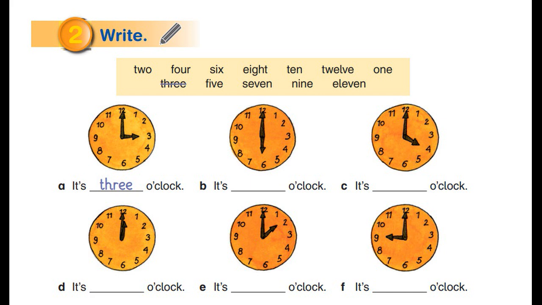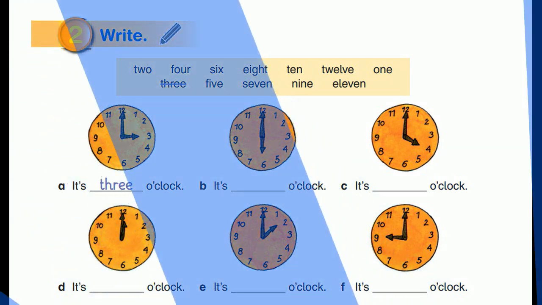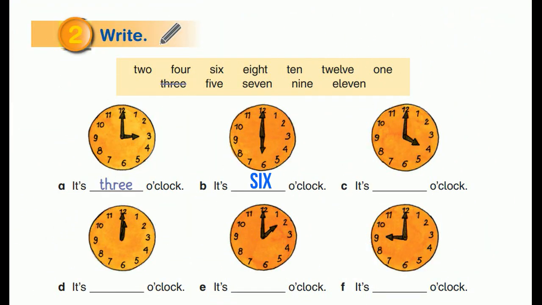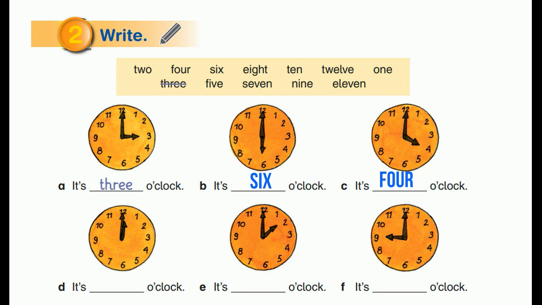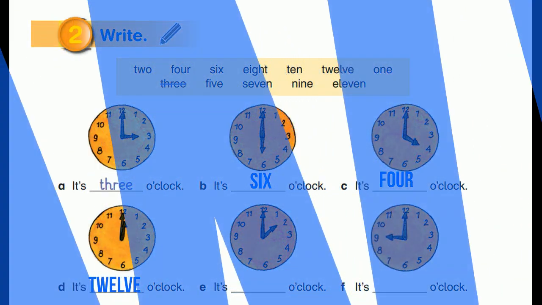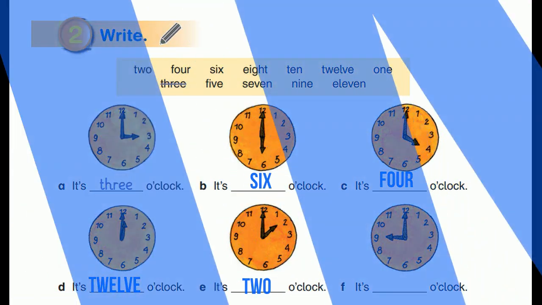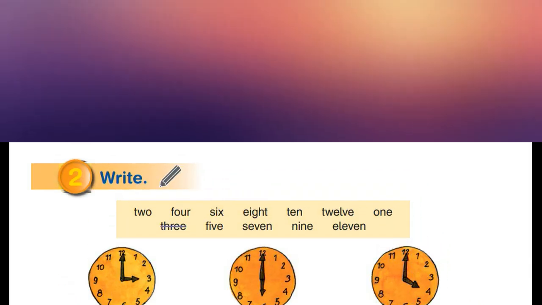2. Right. A. It's 3 o'clock. B. It's 6 o'clock. C. It's 4 o'clock. D. It's 12 o'clock. E. It's 2 o'clock. F. It's 9 o'clock.